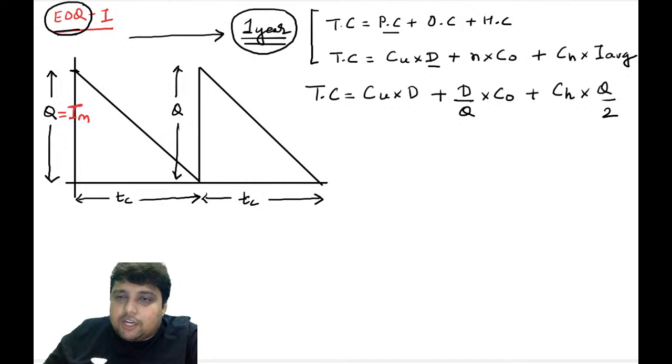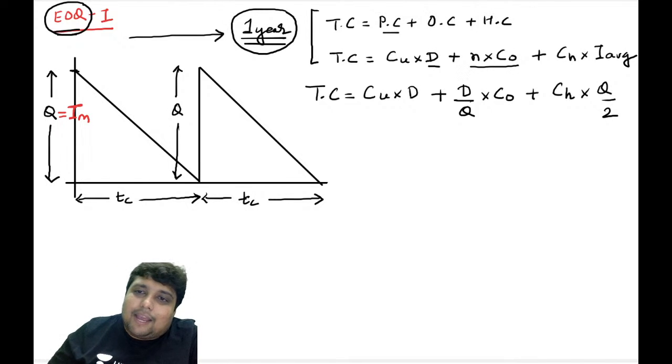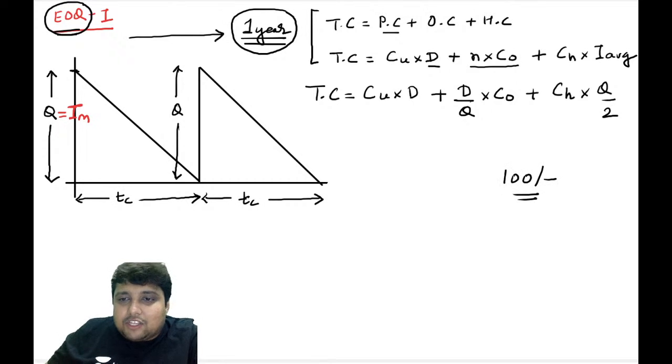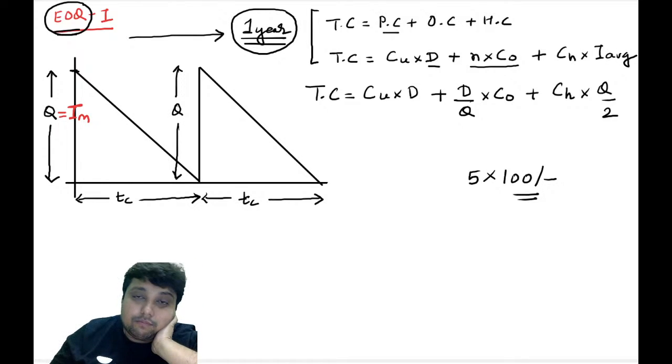What is N into C naught? My friends, C naught means the tempo wala's one-time fare, 100 rupees. However many times I take the service of the tempo wala, one time, two times, three times, four times, five times, I will pay him into that much. So C naught is rupees 100. Keep listening to me. N is the number of times I will have to take the service of the tempo wala.